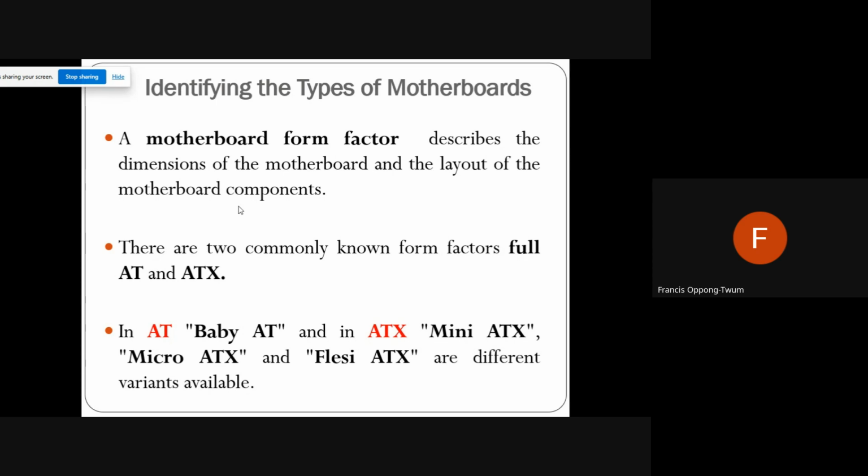We have the AT and the ATX. So in computing, when we talk of the types of motherboard, you either have the AT motherboard or the ATX motherboard. So that's what we have to get to know. Who can tell me the current one? Is it the AT or the ATX?